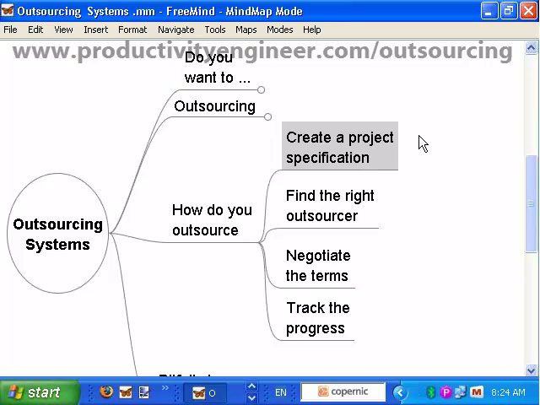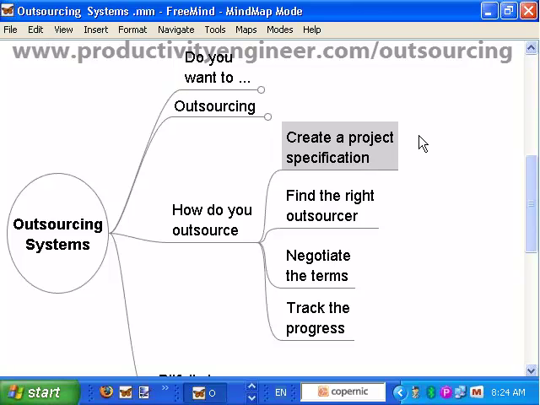The project specification is what tells the outsourcer what you want to get done. This is very important. If you don't tell the outsourcer exactly what you want done, you leave it up to his imagination, then you don't get the results that you're looking for. And this can lead to cost overruns, time overruns. In general, you don't get what you want, or you don't get it when you want it if you don't specify exactly what you want done.